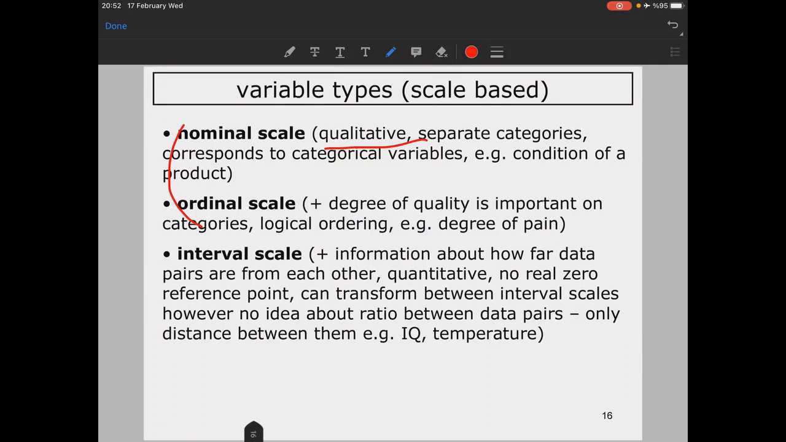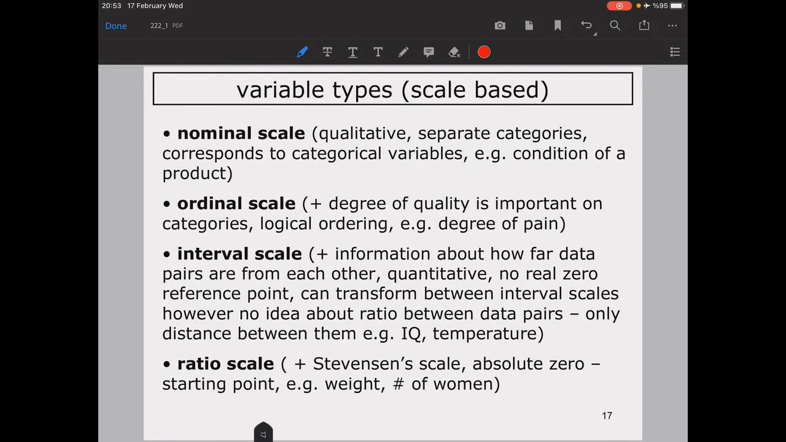Or temperature, for example. Suppose that today it is 5 degrees Celsius in Izmir, and it is -5 degrees Celsius in Ankara, okay? Does that mean Izmir is twice as hot, or 5 times as hot as Ankara? Is it possible? No, because there is no real reference point as well. And you can transform between the interval scales. For example, you can go from Fahrenheit to degrees Celsius or vice versa. You can also make transformations between scales. That's possible. This is called the interval scale.